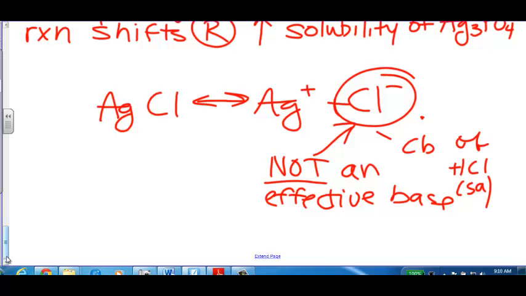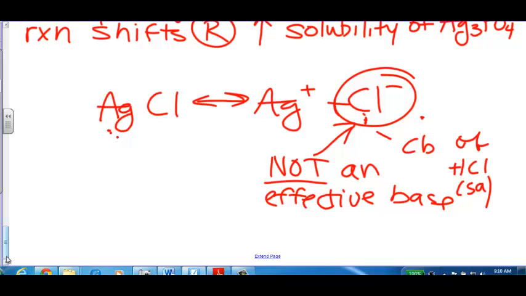So the general rule is if your anion in the dissociation reaction is an effective base, meaning it comes from a weak acid, then your salt will show increased solubility in an acidic solution. But if it's not, like Cl- or NO3- or ClO4-, then it doesn't really matter if you're in pure water or you're in an acid, the solubility is going to be the same.